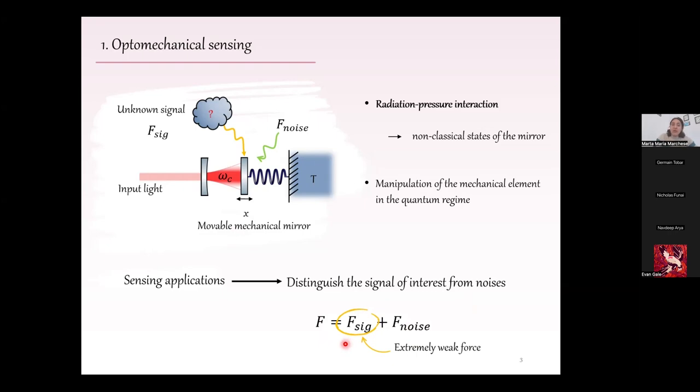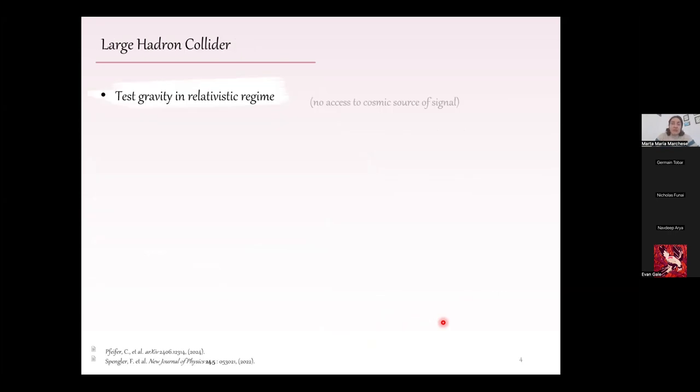So on one side, you will have the force you want to detect, the signal you want to measure, but you have to be able to distinguish it from the background. And this is usually very challenging because probably the force you want to look at is very, very small and extremely weak. But what kind of force are we talking about?